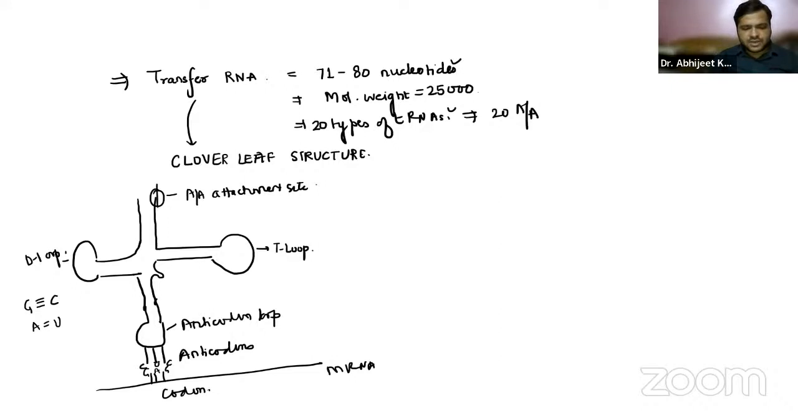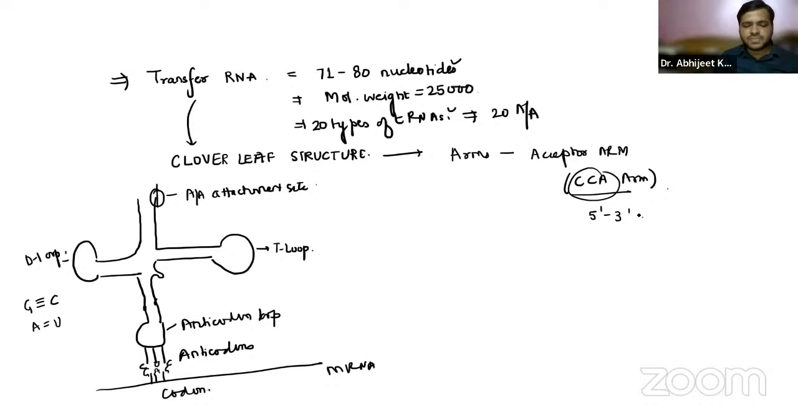So remember, guys, if we talk about the structure, we have different arms. We have the acceptor arm, also called the CCA arm. It has a CCA sequence from 5' to 3', where the amino acid binds. We have the anticodon arm, which holds the three anticodons that help in recognizing the codons from the mRNA.